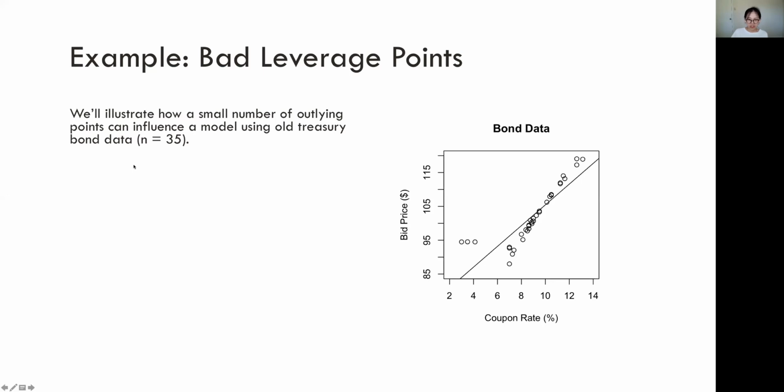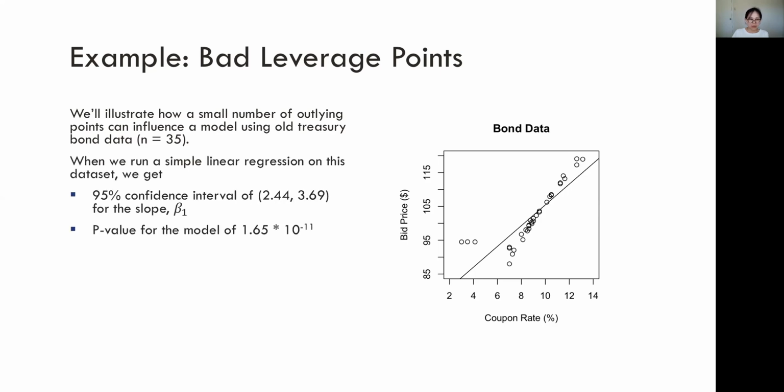Let's look at another example. I took this example from our textbook, Schiller's book. Let's talk about the example first. You will see what is different from the other examples we showed. We'll illustrate how a small number of outlying points can influence a model. We use this old treasury bonds data where we have 35 data points.